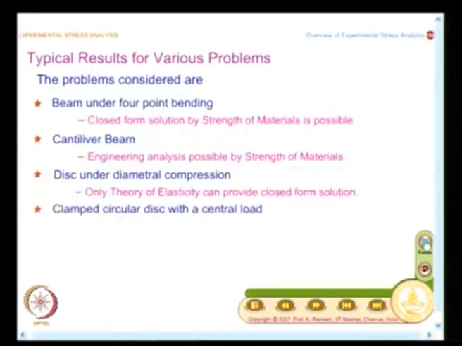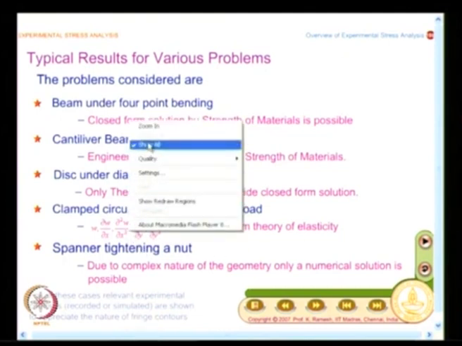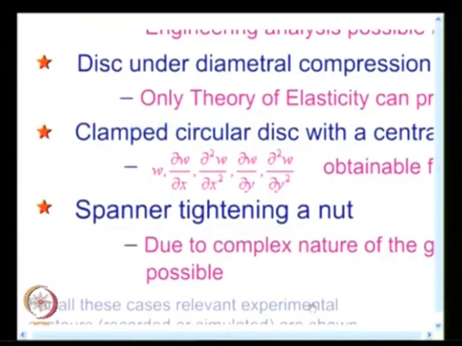And this solution is also very important for you to note it down. Then I will have a clamped circular disc with a central load, and I will show this a little bigger. And what you have here is, I can find out W, that is out-of-plane displacement, ∂W/∂X is slope, ∂²W/∂X² is curvature. Similarly, I have curvature in the other direction, ∂W/∂Y and ∂²W/∂Y².